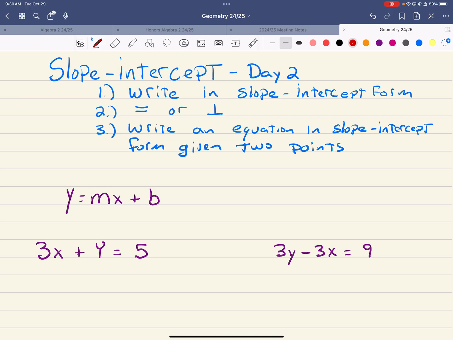Today we've got three things that we want to cover. The first thing we're going to talk about is how do we go about writing equations in slope-intercept form. If we're already given the equation, how do we go about writing it in slope-intercept form?